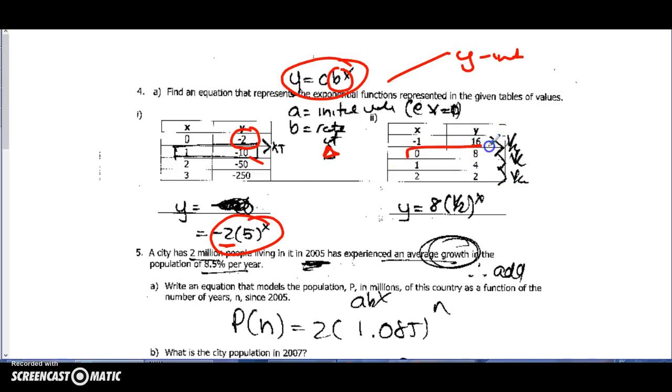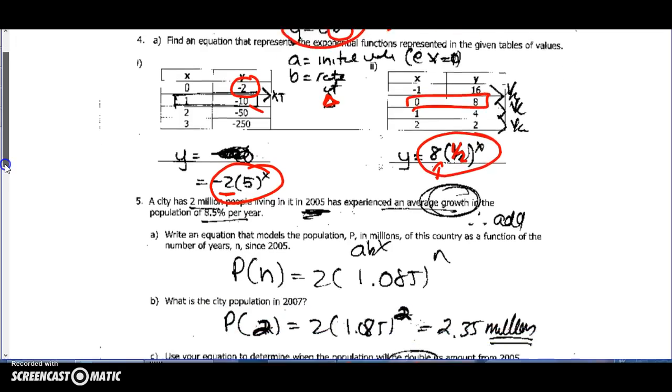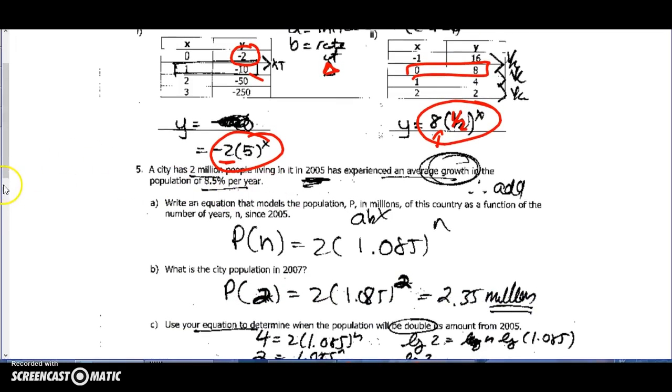Same sort of thing here. My intercept is 8. How do I go from 16 to 8? I multiply by a half. So I have half, or 0.5 here as my base. Okay, let's go to the next question here.